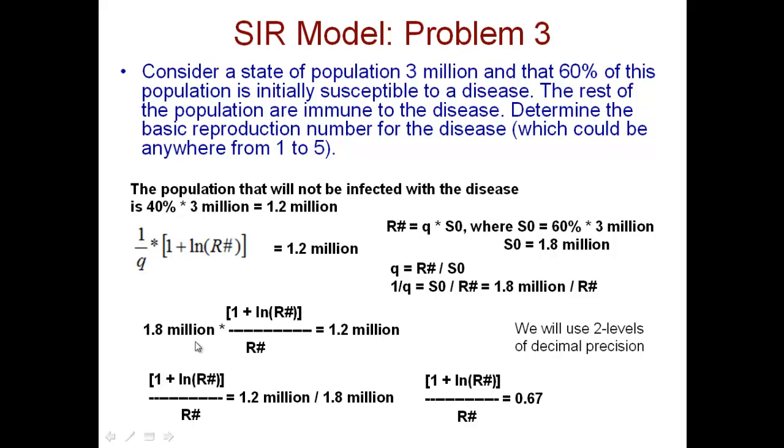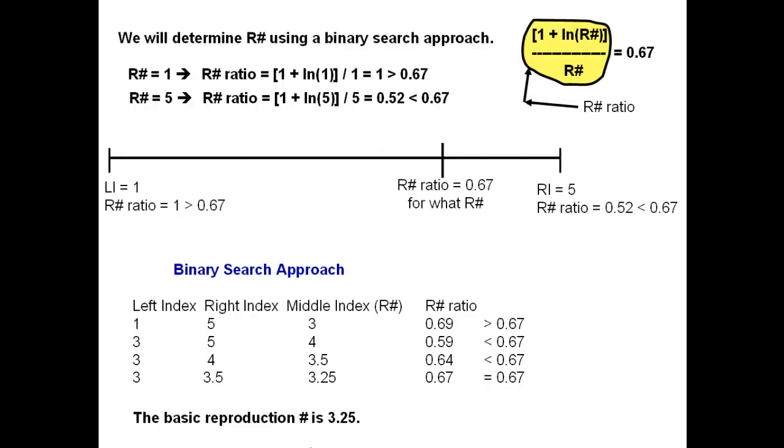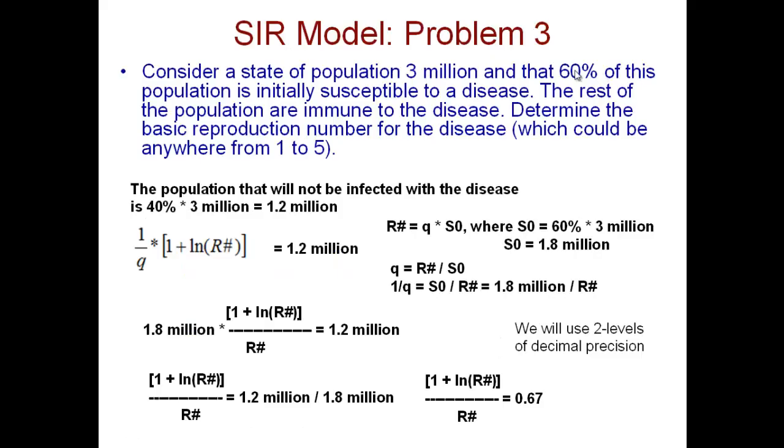So here we have to find this r hash as the parameter whose value is not available. So simplify this, 1 plus log of r hash divided by r hash is 1.2 million divided by 1.8 million, which is 0.67. So we have to basically solve this equation for r hash, and you could use any approach that you can solve. I'm going to use here binary search to find the value of r hash. So again, this is the equation you want to solve for r hash.